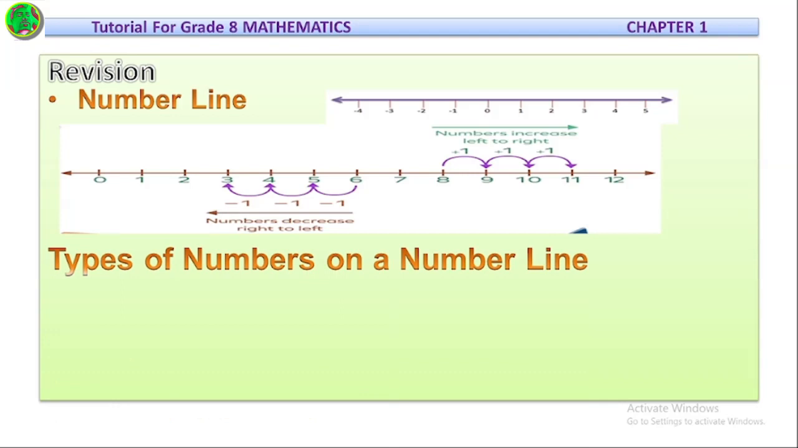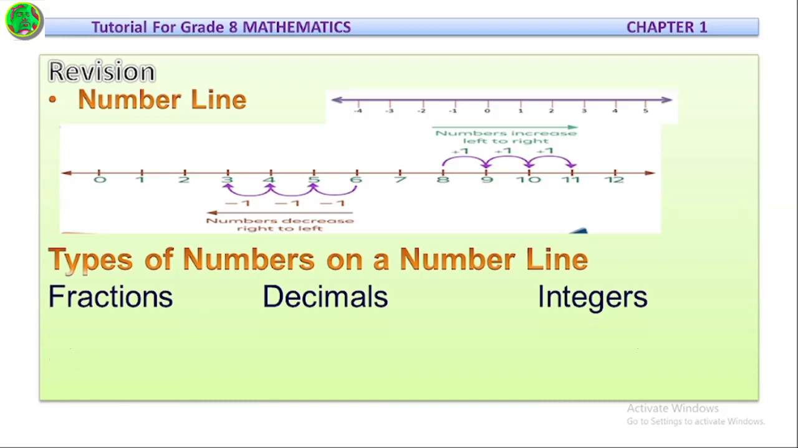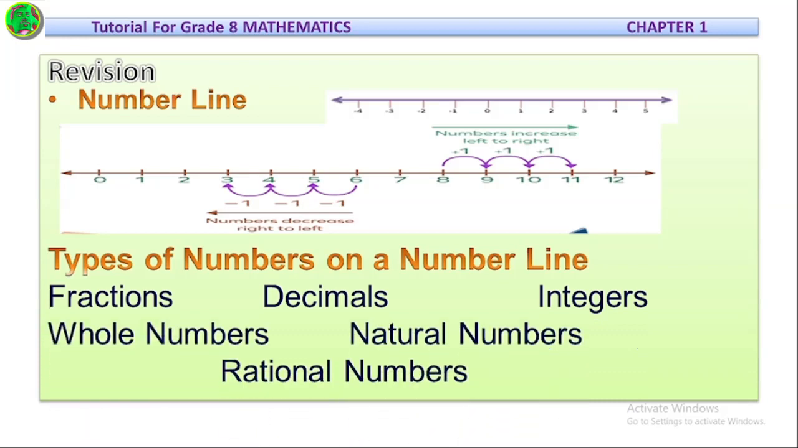Type of numbers on the number line. We can represent fractional numbers on the number line, decimals, integers on the number line. We can also write whole numbers on the number line, natural numbers on the number line, and rational numbers on the number line. So these are numbers which can be represented on the number line.